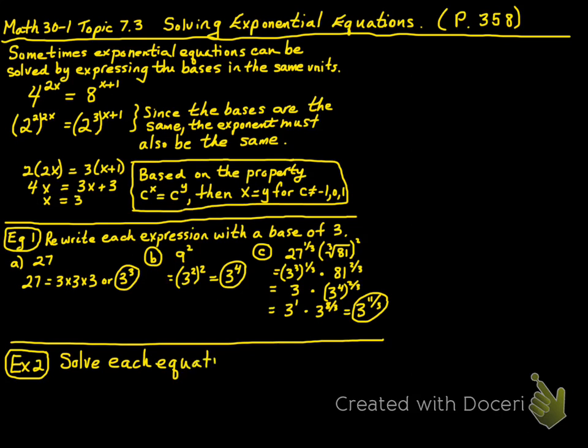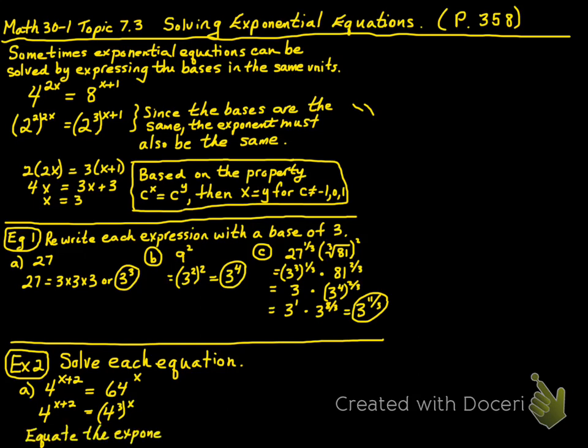Example 2. Let's solve each of these equations. For A, we have 4 to the power of x plus 2 equals 64 to the power of x. Now, 64 can be written as 4 to the power of 3. Now I have a situation where x plus 2 must be equal to 3x when we equate the exponents. So simply take away x from both sides, divide both sides by 2, and x equals 1. You can verify that by plugging that back into the original equation.